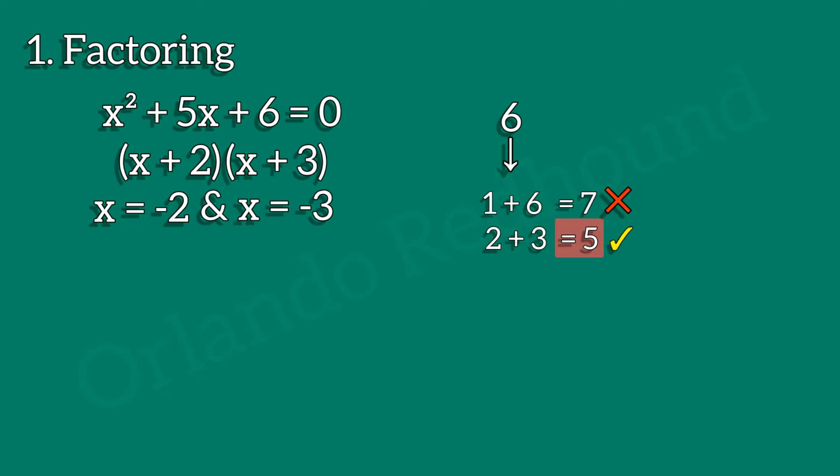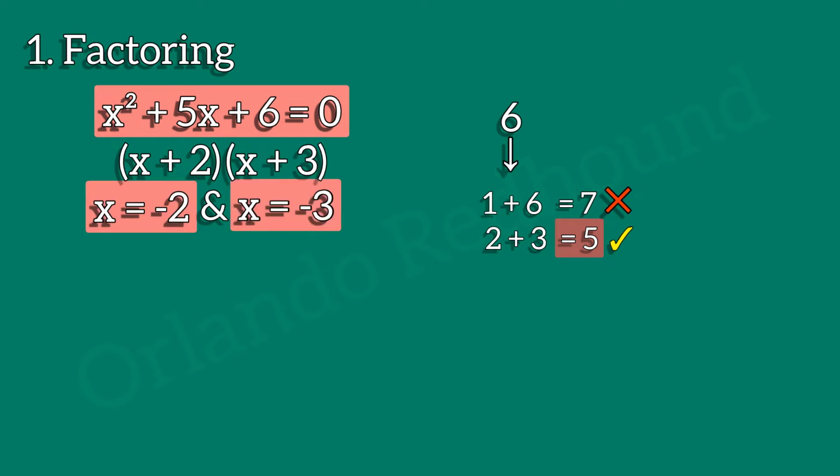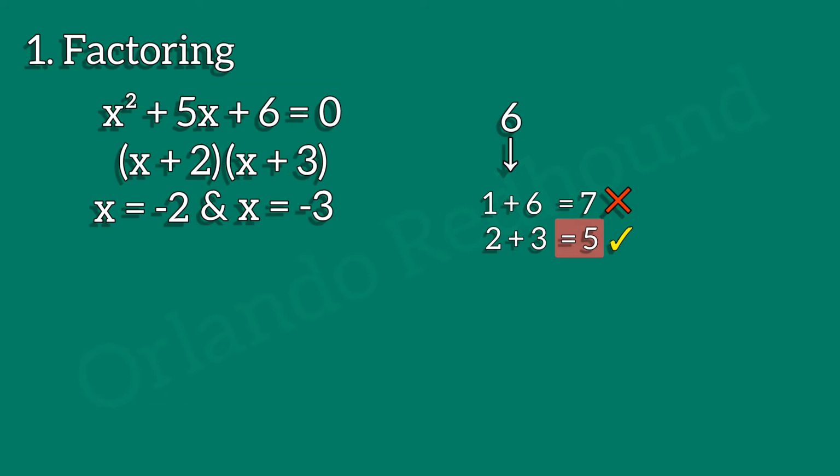To check if our solutions are correct, we just replace the x in the original equation with either x equals -2 or with x equals -3. And we do it one at a time.